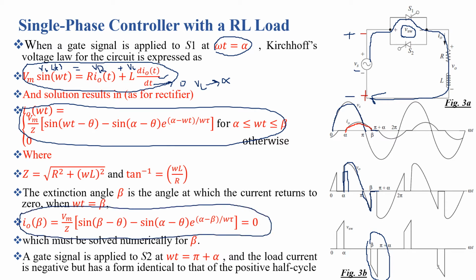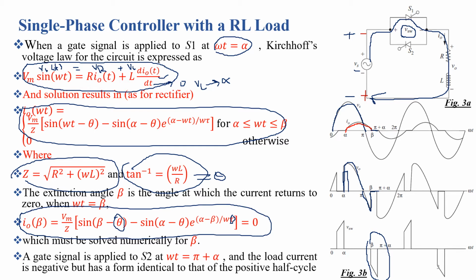We know the value of Vm, the impedance, which is equal to this one, and theta, which is equal to this one, the load angle or the phase difference between the voltage and current waveforms. We know omega equal to 2 pi f, and tau, the time constant, is equal to L by R.